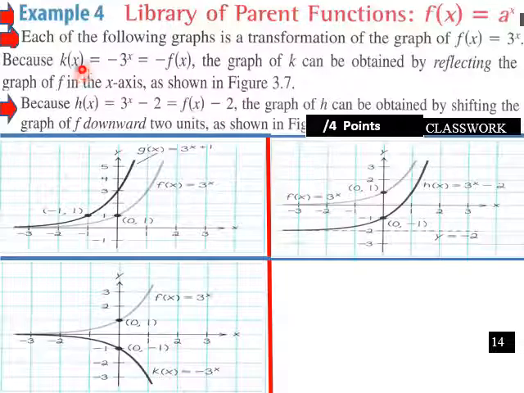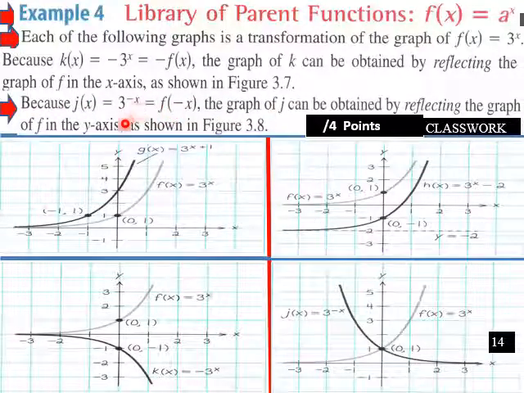Because k of x equals negative 3 to the x, this is our situation here. This is our parent here, f of x equals 3 to the x. So k of x is the negative of 3 to the x. So it is a reflection in the x-axis, obtained by reflecting the graph of f in the x-axis. So it's a reflection.